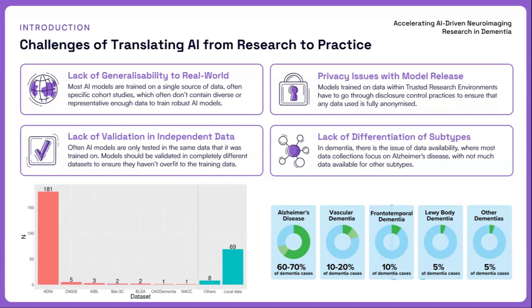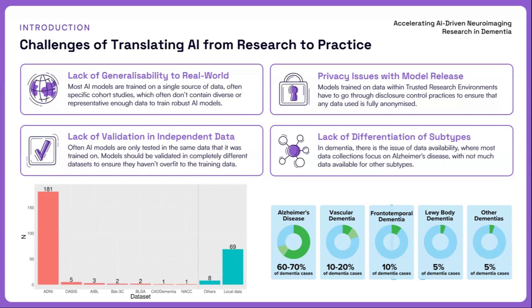And then we also have the lack of differentiation of subtypes. We have a lot of neuroimaging data around Alzheimer's disease because it's one of the most common and most studied forms of dementia. But when it comes to these other forms of dementia, we really have a lack of data to be able to support the development of models which are able to accurately differentiate between these different forms of dementia.